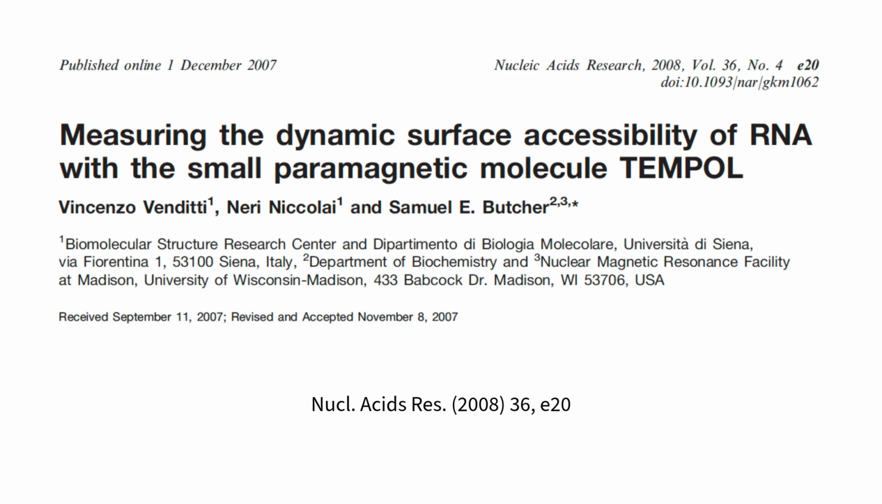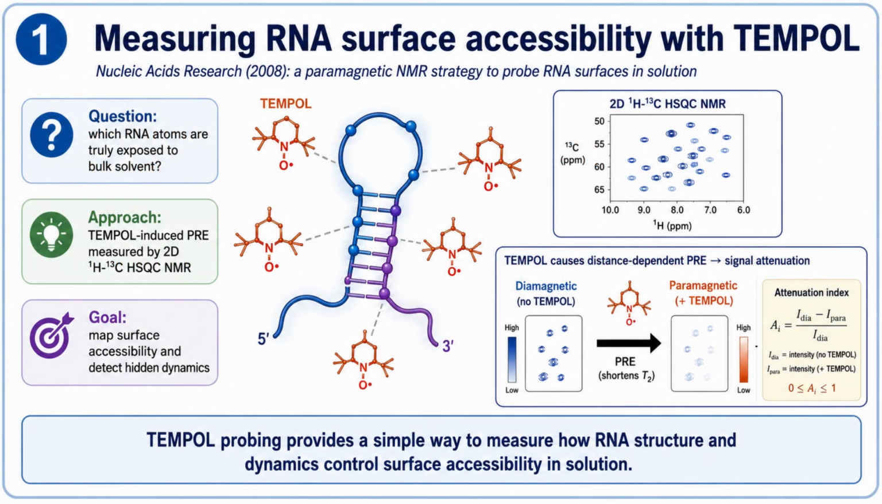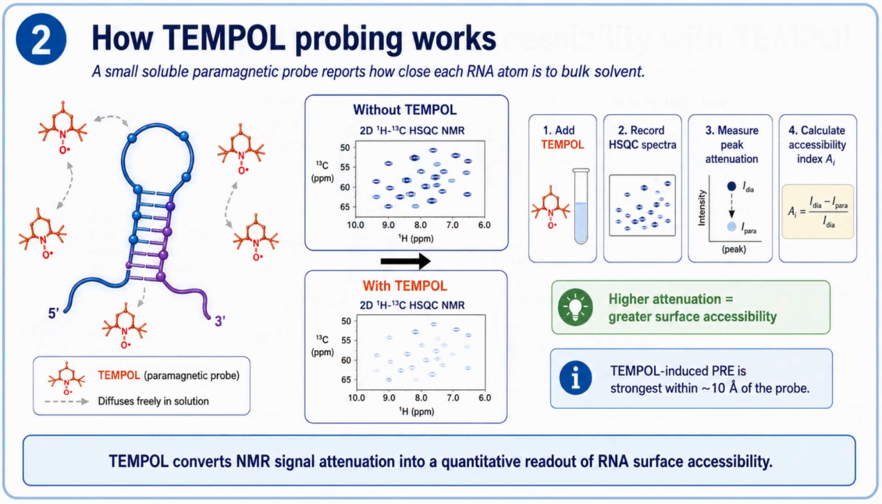How do we know which parts of an RNA molecule are truly exposed to solution? RNA structures are often drawn as static helices, loops, and bulges. But RNA is dynamic. Bases can stack, unstack, flip out, or become temporarily exposed. This manuscript asks whether a small soluble paramagnetic molecule, TEMPOL, can be used to measure RNA surface accessibility directly by NMR. The idea is simple.